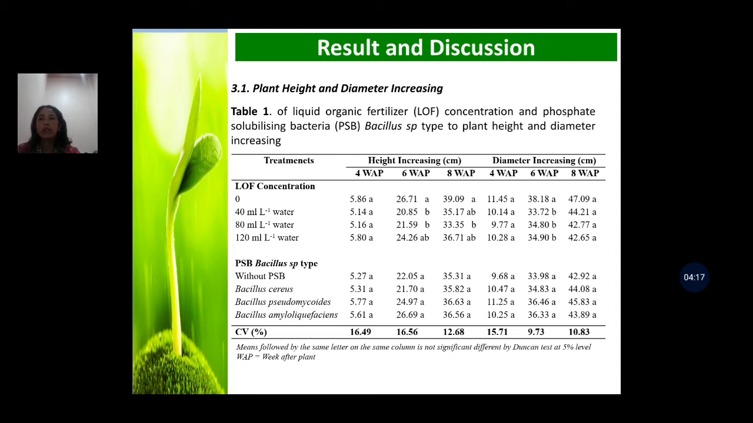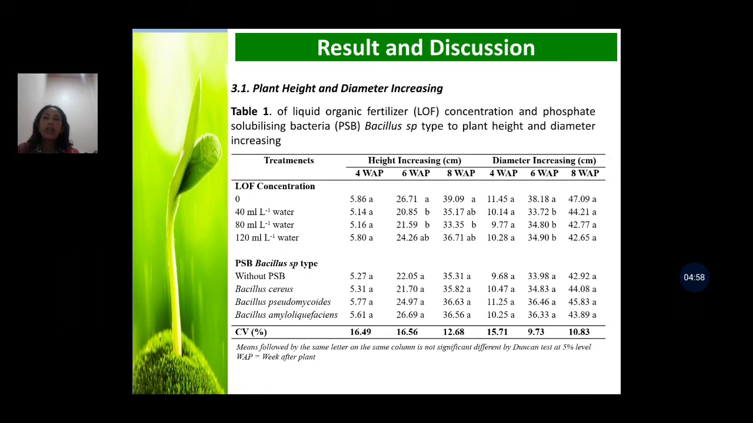From table 1, we can see that at the age of 4 until 8 weeks after planting, the increase in height and diameter of the plants in the treatment without liquid organic fertilizer was significantly higher than the treatment with liquid organic fertilizer. This shows that the concentration of liquid organic fertilizer given is very high, thus inhibiting the vegetative growth of potato plants.